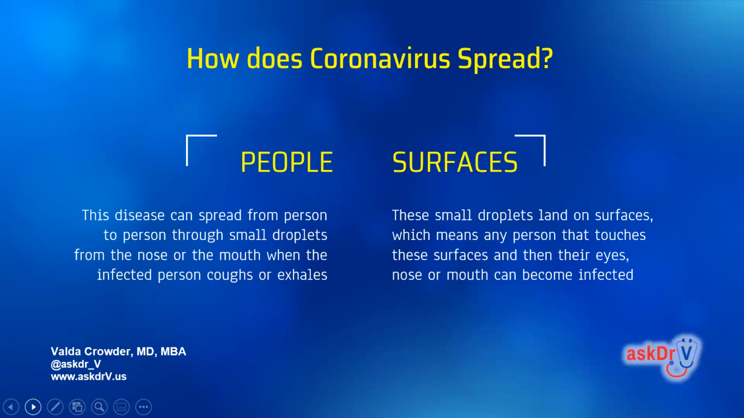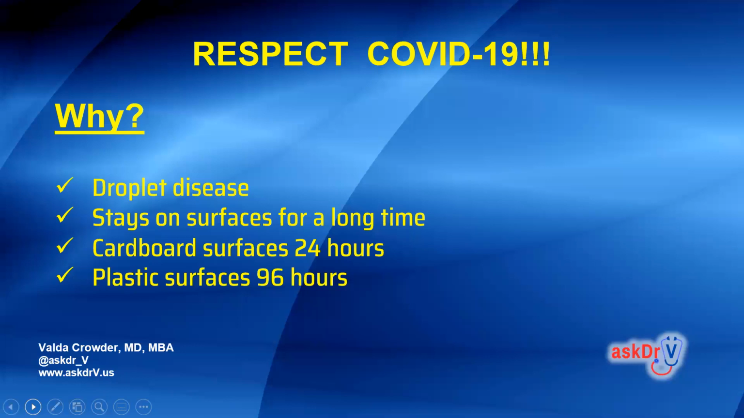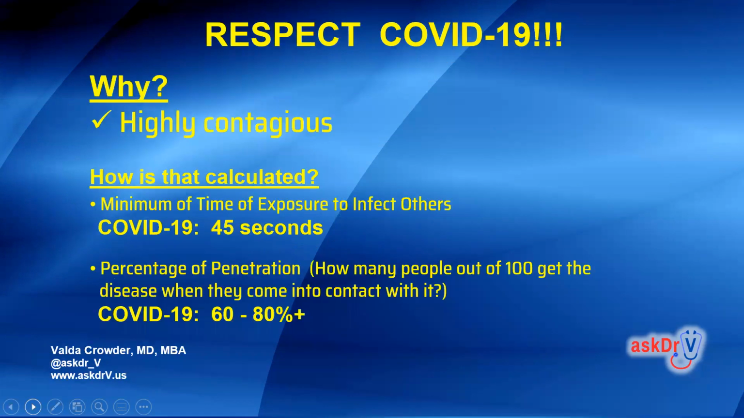We all know how it spreads, through people and surfaces. But I want to go over a couple of things that we may not know. With small droplets, the droplets land on surfaces and could stay on surfaces for a very, very long time. On cardboard surfaces, it can stay for 24 hours. On plastic surfaces, it can stay 96 hours, which is almost 3.5 to 4 days. So it's very, very important to respect COVID-19.